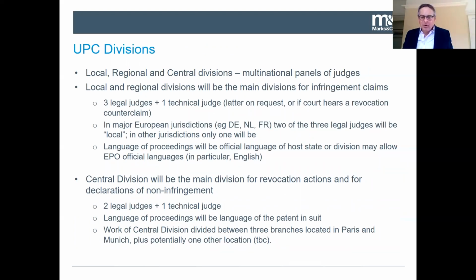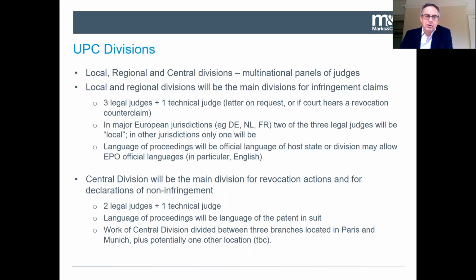Right. So a little bit more on the first instance divisions. The judging panels: because there will be more than one judge sitting in each division, there will always be at least 3 and sometimes 4 judges on a panel of a local division. And this will equally apply to regional divisions. The panel of judges will be multinational. So that's one important thing to remember, that even if you are in France, that does not mean that all your judges will be French. The panels will always be multinational.